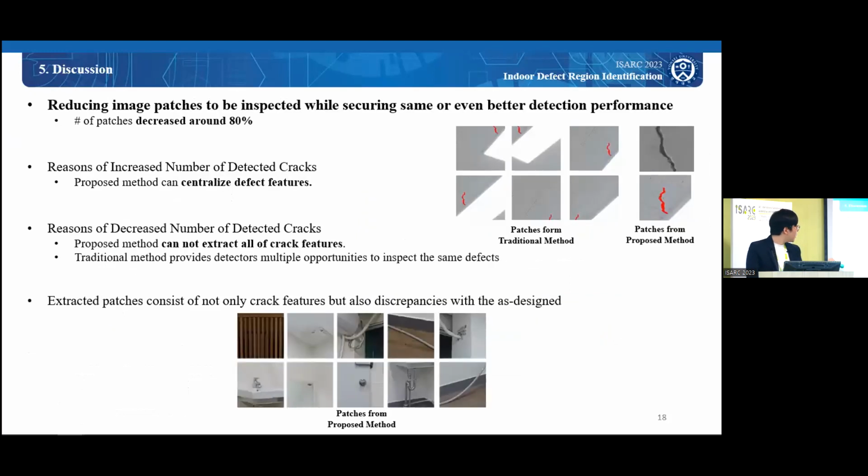So this is the extracted result from the traditional method and the proposed method. As you can see, the proposed method can centralize the defect features. So some defects that cannot be detected by the traditional method can be detected with the proposed method because the visual features closely resemble the training dataset. And by investigating the whole extracted features, we concluded that the extracted patches consist of not only crack features, but also discrepancies with the as-designed conditions.